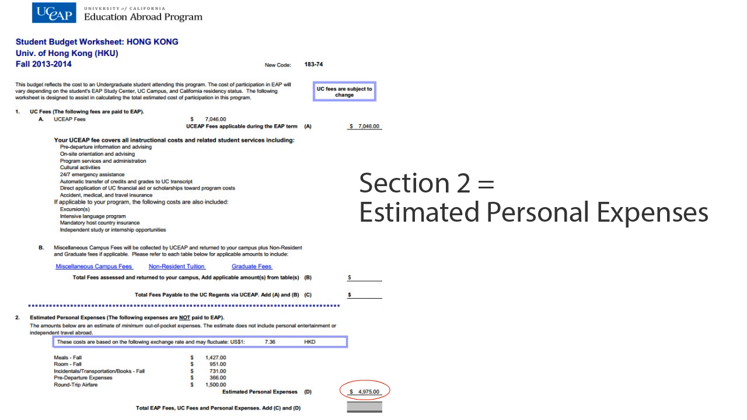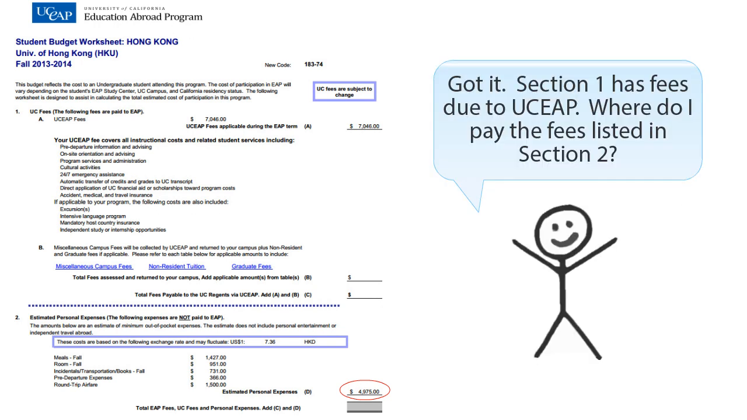This includes an estimate for airfare, pre-departure expenses, incidentals, transportation and books, and for the majority of EAP programs, your housing and meal expenses. Got it. Section 1 has fees due to UCEAP. Where do I pay the fees listed in Section 2?